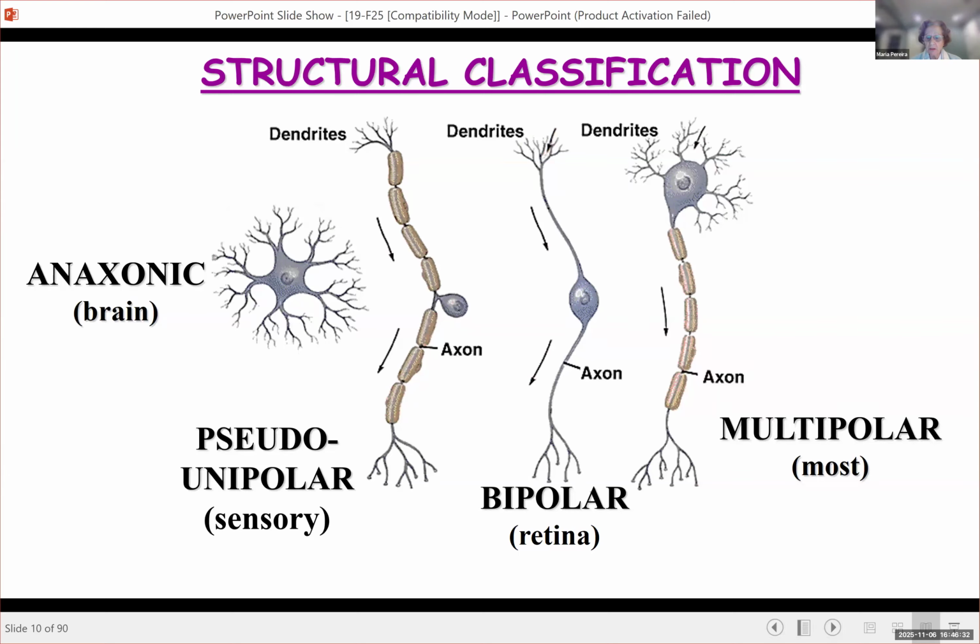Okay, now we have the multipolar one. These are the ones that are most abundant. And you see the cell body with the dendrites, one axon, and you see the myelin sheaths. Are Schwann cells only on pseudo-unipolar? No. Schwann cells, we are going to discuss that soon. Schwann cells are present in the peripheral nervous system. In the central nervous system, the cells that myelinate have a different name. You will see. Surprise.